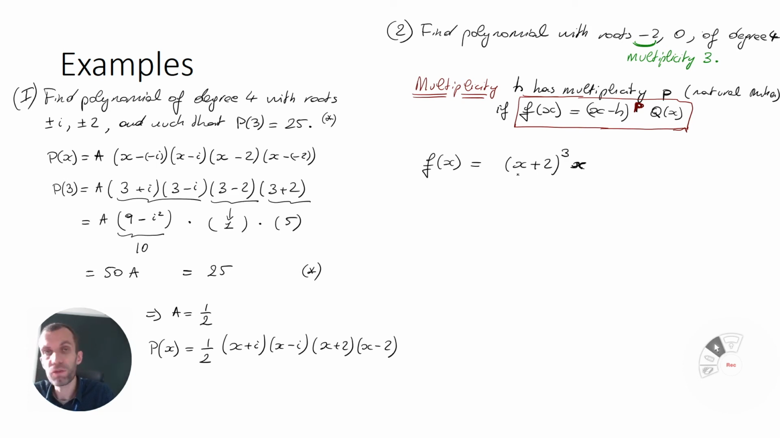This is going to give me a degree 4 polynomial because I have an x cubed here times x, that's x to the power 4. But there are many such polynomials because I can still multiply this by an arbitrary constant and not change the value of the roots. So in this case, this is the family of polynomials that satisfies what I was asked to do. So here a is arbitrary.